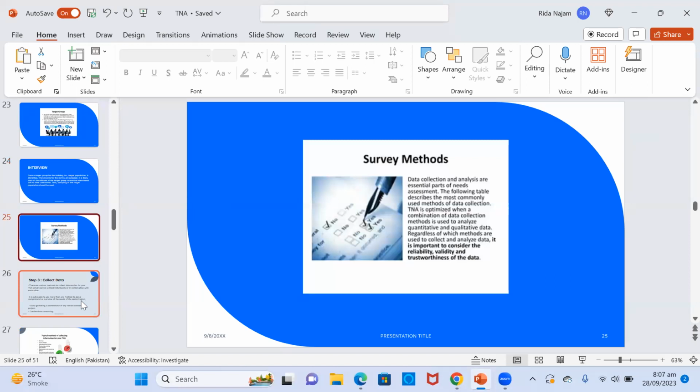Survey methods. Data collection and analysis are essential parts of needs assessment. TNA is optimized when a combination of data collection methods is used to analyze quantitative and qualitative data. Regardless of which methods are used to collect and analyze this data, it is important to consider the reliability, validity, and trustworthiness of that data.